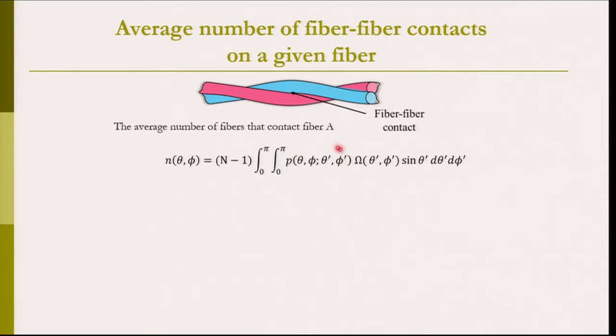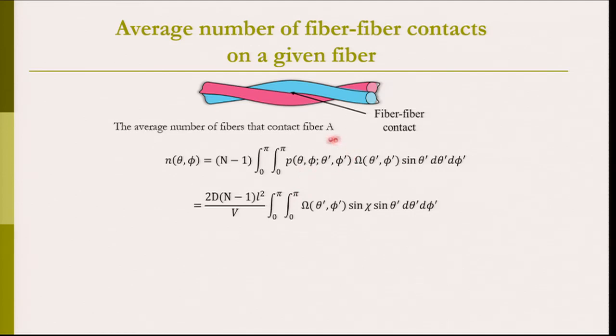So, previously we have calculated the probability of the formation of a single contact, which is denoted by P here, and we multiply it with the relative frequencies of the type of fiber B which are present in the system. So, if we multiply the relative frequencies of fiber B present in the system with the probability of the formation of a single contact, shown here with P, then we can calculate the average number of fibers that contact fiber A.